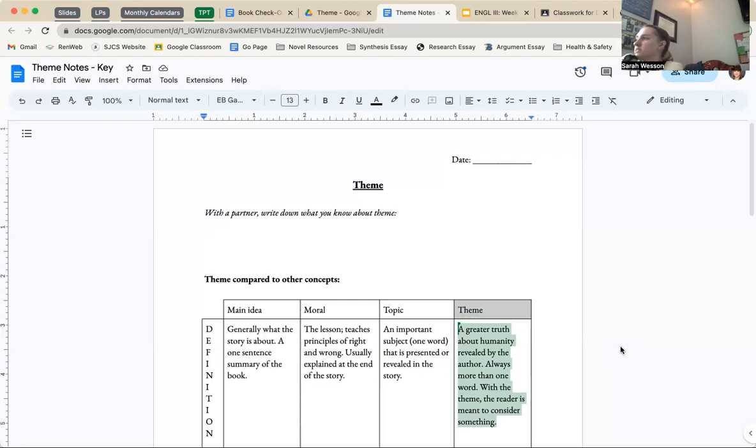Okay, theme is a greater, were you doing it from memory? Yeah. I love that. Theme is a greater truth about humanity revealed by the author. It's always more than one word. With the theme, the reader is meant to consider something. Think of it kind of as food for thought, right? Huh, I guess humans are kind of like that. Or I guess the world is kind of like that.